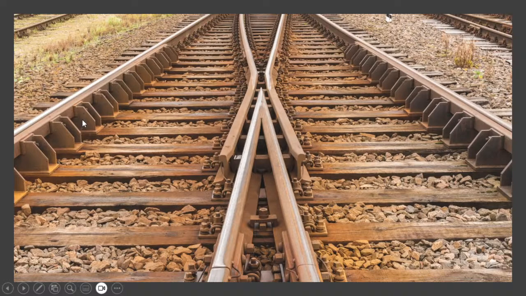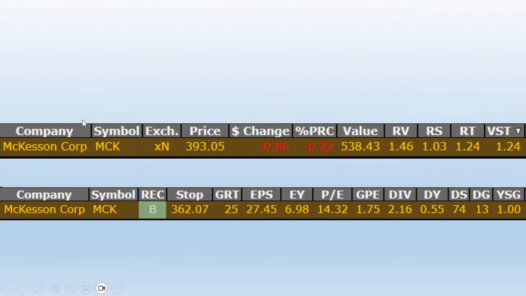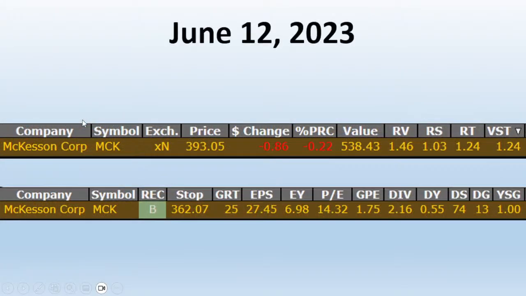VectorVest does a great job of it because we provide a ton of fundamental indicators. And it's very easy within the program to identify a fundamentally sound company from a fundamentally poor company. June 12th, just an example, McKesson Corp. You guys are all familiar with this company, I'm sure. June 12th, 2023 was just a snapshot of the values of our core proprietary indicators. Most of them are fundamental indicators.